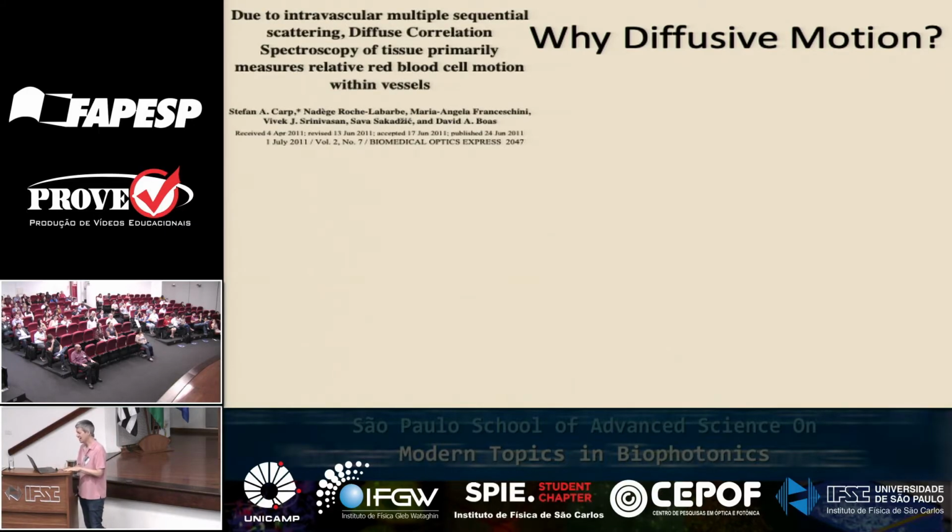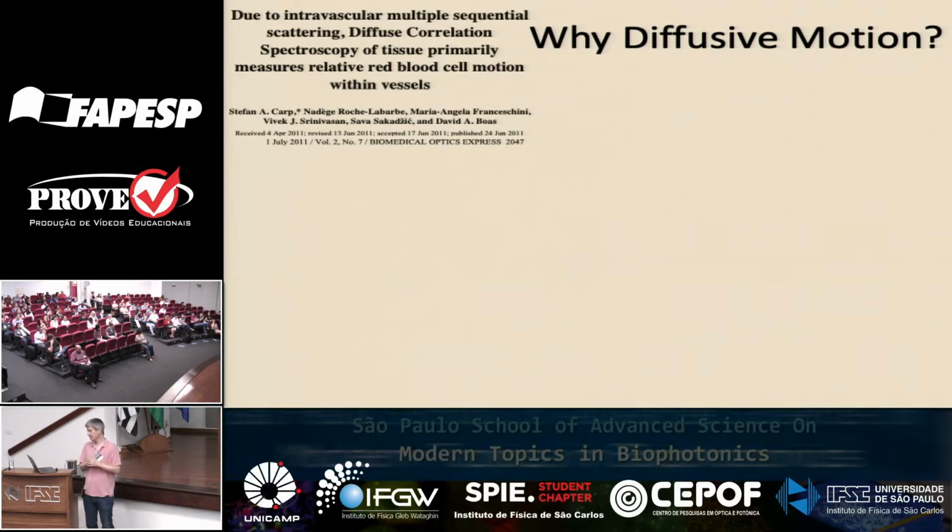So then I came across some papers that taught me two things. One, the scattering length of light in blood is about 10 microns. 20 microns is very short, right? So much shorter than I had imagined. And so what that told me is, well, light's scattering multiple times in a blood vessel. This may make me sensitive to the relative movement of the red blood cells.